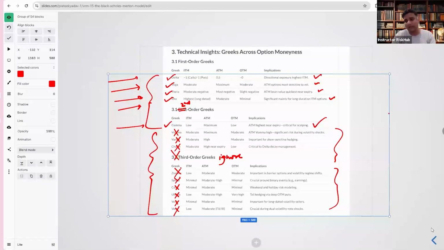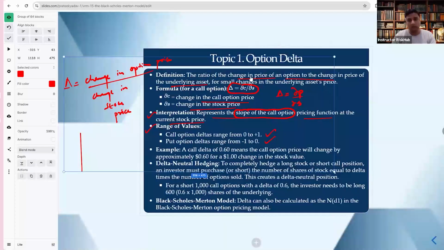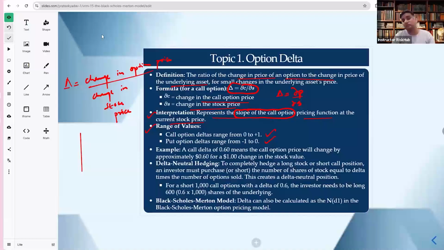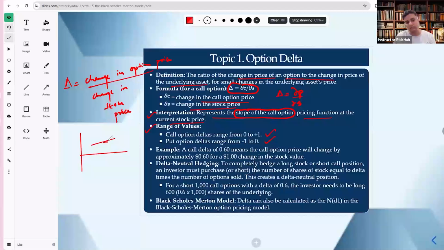Slope is basically a diagrammatic way of saying the ratio of change. Interpretation: it represents the slope of the call option, basically the change in the option price for change in stock price, right? See, slope is what? In your school days when you learned about slope, when there was a line, let's say this was a line. So we said slope of this line is what? Delta y, change in your y-axis divided by change in x. That's how we found the slope, na?